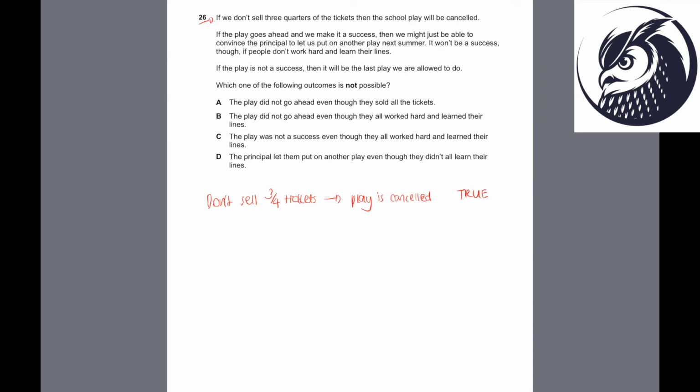Now, what I call the opposite logic might not necessarily hold as well. So let's give you a hypothetical situation. Now let's say they do sell 3/4 of the tickets. Do you think that means play continues? Now, it might be very easy and common logic to think that yes, because it says, if you don't sell 3/4, then we'll be cancelling the play. It's very easy to assume then that if you do sell 3/4, that the play will continue. But no, that actually isn't true.